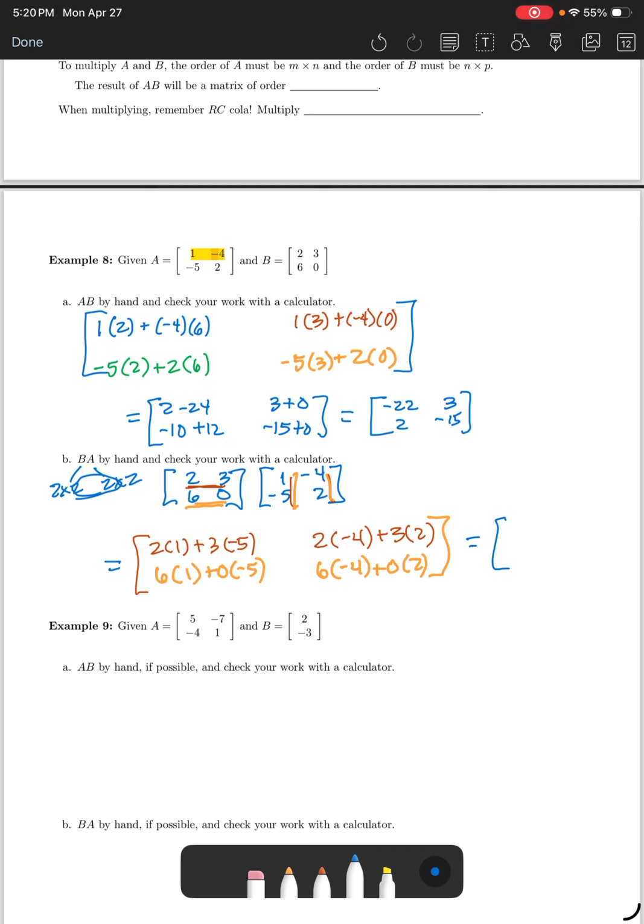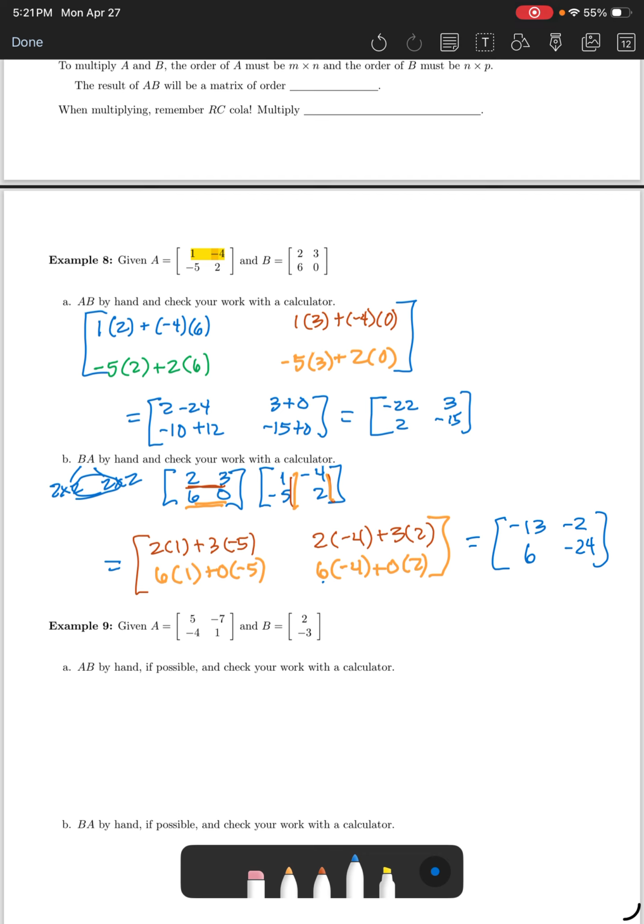And simplifying, top left, 2 times 1 will be 2, plus 3 times -5 will be -15, so 2 minus 15, which is -13. Top right, 2 times -4 will be -8, plus 3 times 2 is 6, -8 plus 6 is -2. Bottom left, 6 times 1 will be 6, plus 0 times -5 is 0, so that's 6. And bottom right, 6 times -4 is -24, plus 0 times 2 is 0, so -24.